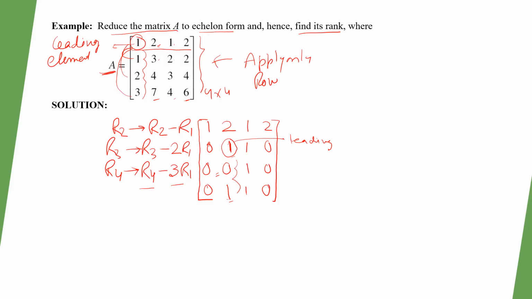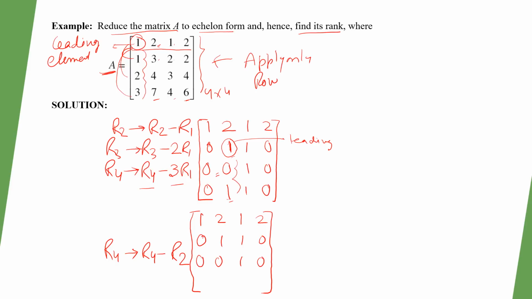So we apply the operation R4 minus R2. The matrix reduces: the first row is the same, the second row is the same, the third row is also the same because we apply the operation only on R4. So R4 is what? 0 minus 0 is 0, 1 minus 1 is 0, 1 minus 1 becomes 0, and 0 minus 0 becomes 0.